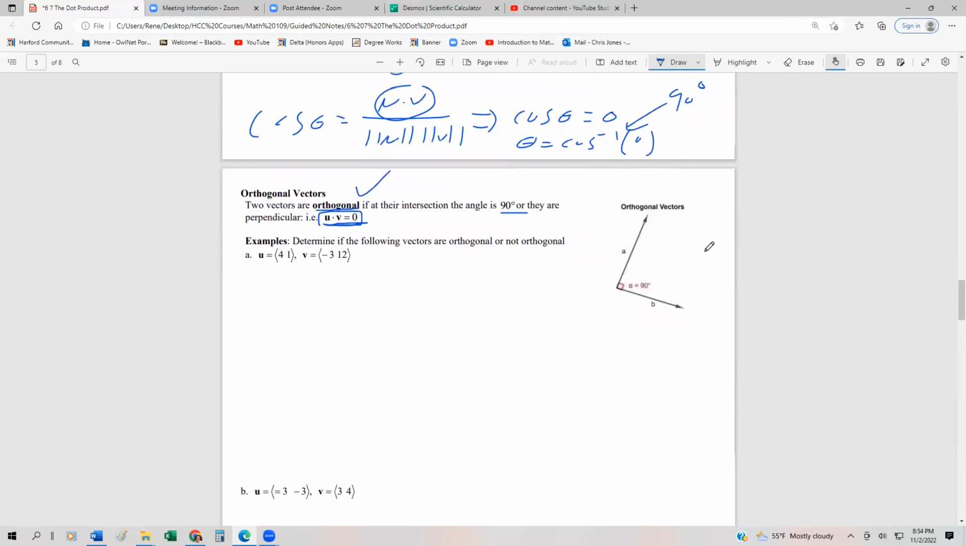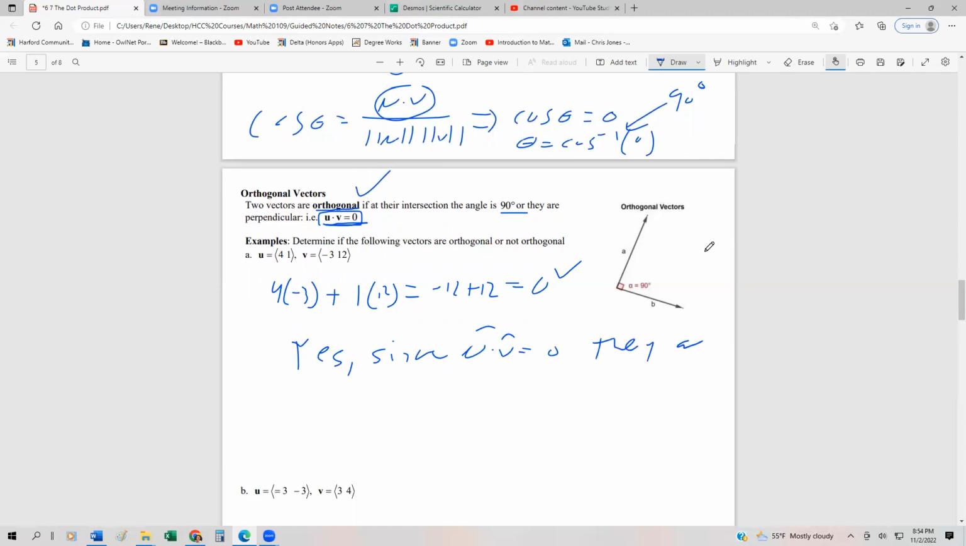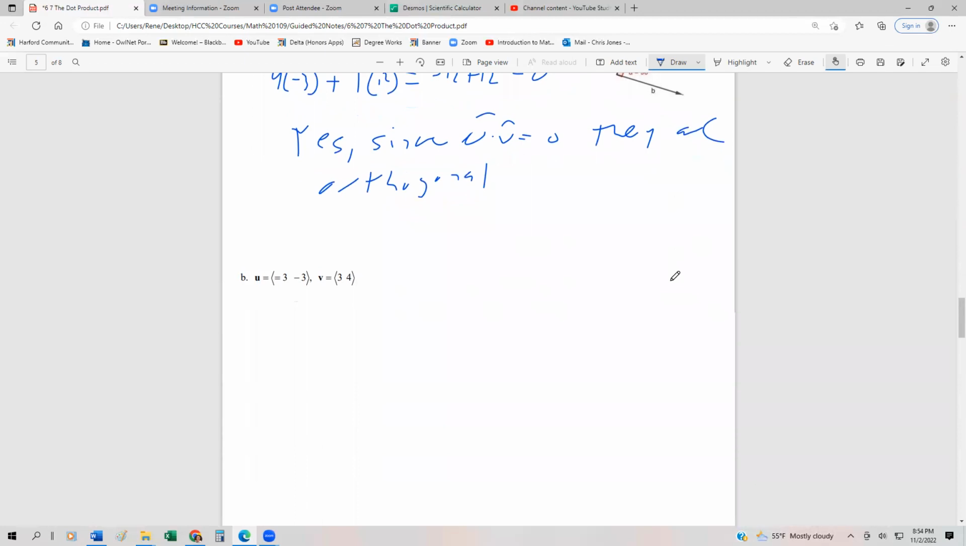So here are two vectors. We just go through and find the dot product. So we have 4 times -3, plus 1 times 12, which is -12 plus 12 equals 0. And you would say, yes, since u dot v equals 0, they are orthogonal. So it's really easy to determine if two vectors are orthogonal.